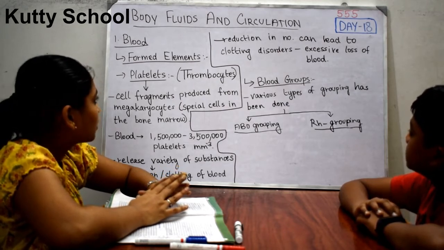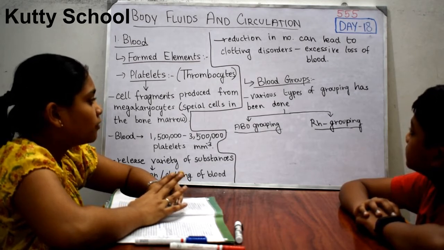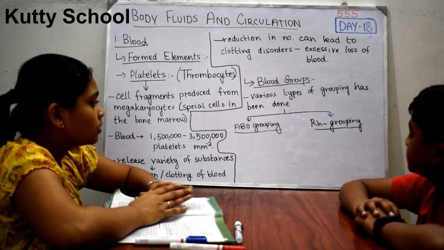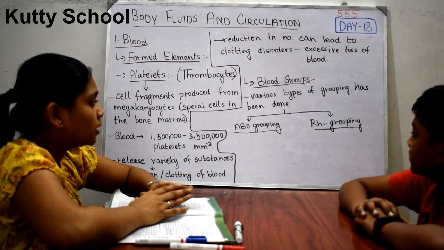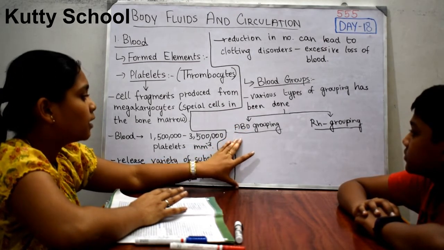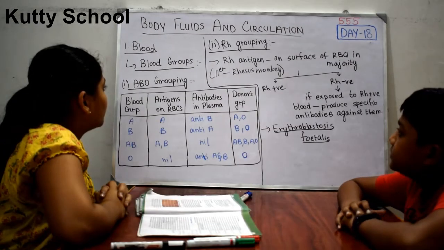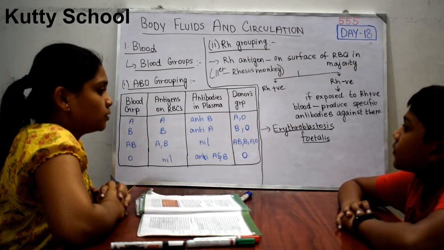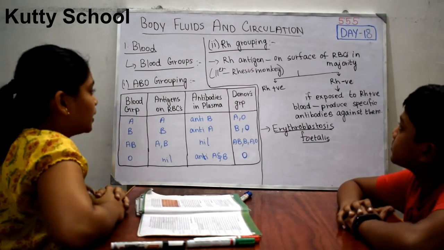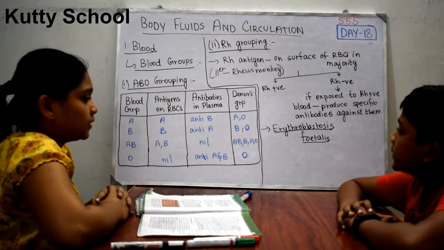Next we are going to see about blood groups. There are various types of groupings done with blood, and the most commonly done are ABO grouping and RH grouping. We will see in detail about ABO grouping and RH grouping. We have discussed that these two blood groupings are most widely used. First we will see what ABO grouping is.